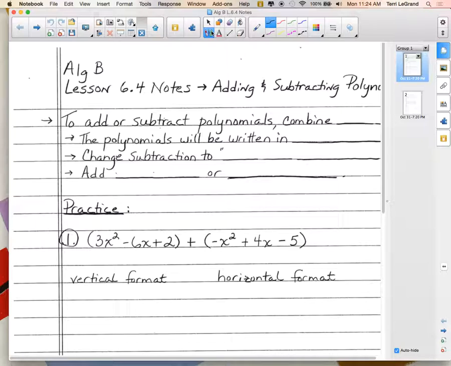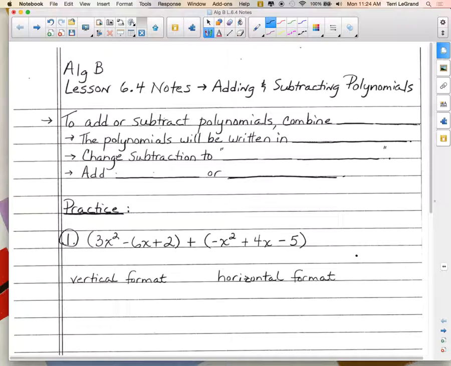So, okay, to add or subtract polynomials, what we need to do is combine like terms. Okay, so we combine like terms, which you practiced in your warm-up after your quiz 6.2, was it? I think it was. 6.2 is the last quiz you took, and you did that assignment.